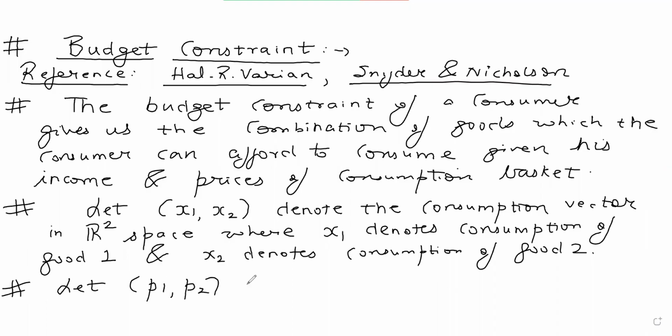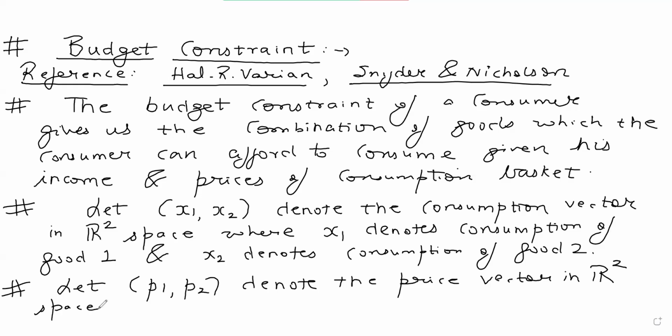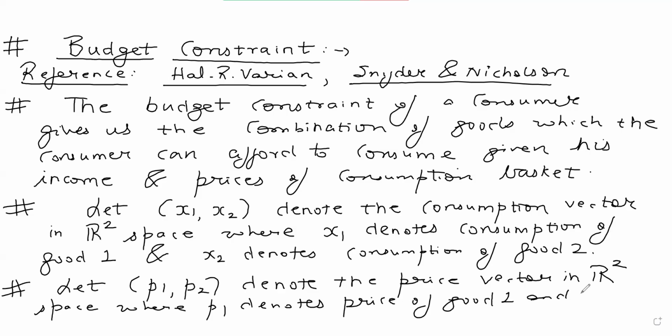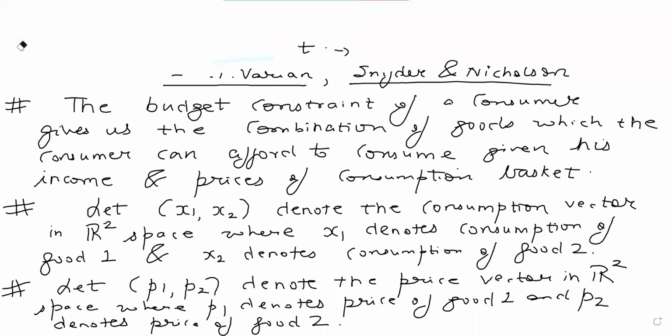Let P1 comma P2 denote the price vector, again in the R2 space. That means 2 dimensions, where P1 denotes the price of good 1 and P2 denotes the price of good 2. Okay, so X1, X2 is the consumption vector, P1, P2 is the price vector. I'm erasing the initial portion. We are all aware of the topic we are doing.